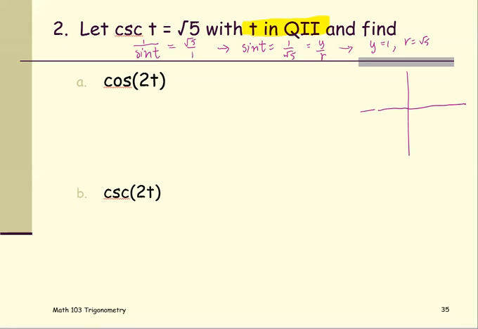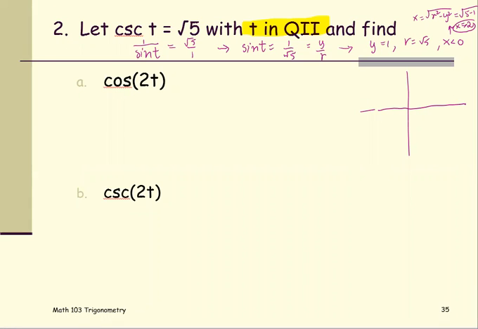For t in quadrant 2, we know that x is going to be less than 0. To find x using the Pythagorean theorem, x equals square root of r squared minus y squared. So we get square root of 5 minus 1, which is 4. The square root returns the value 2 for x, but in the second quadrant, x is going to be negative.